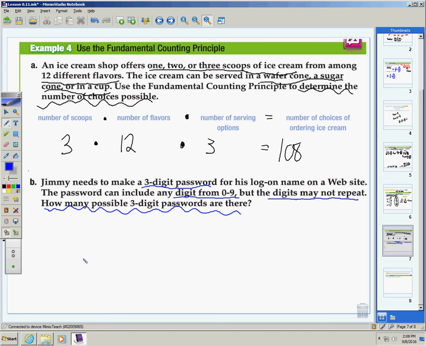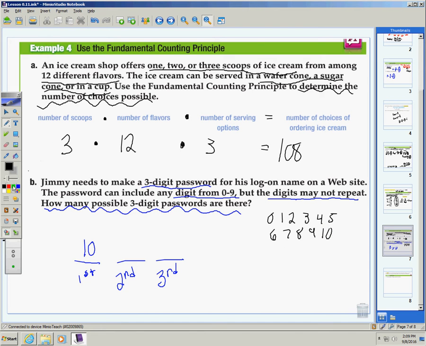Well, we need to think about the 3 different choices we're going to make and how many options we have. So if I think about it, I've got my first digit, my second digit, and my third digit. I can choose any digit from 0 to 9. And so from 0 to 9, there are actually 10 different digits. But the digits may not repeat, which means I have 10 to choose from for my first option. But then I choose one. So let's say I've got my 10 digits. I'll just write them down off to the side. 0, 1, 2, 3, 4, 5, 6, 7, 8, 9. These are my 10 different options.